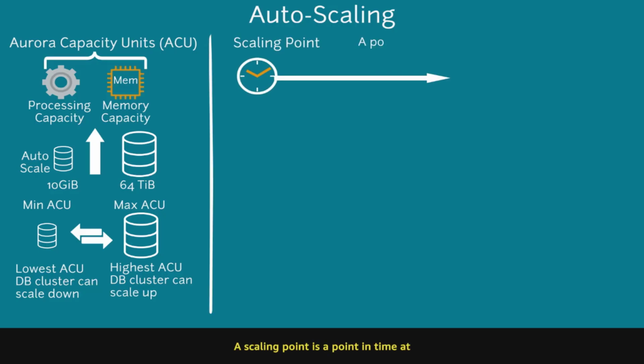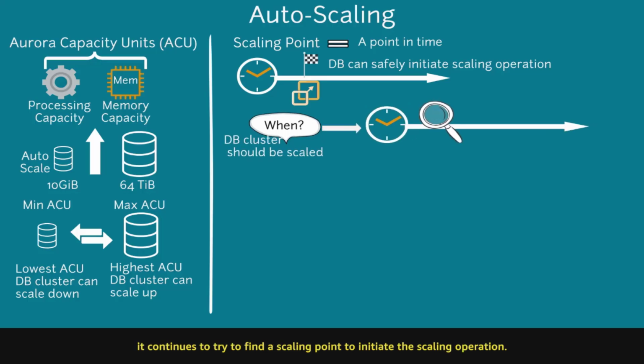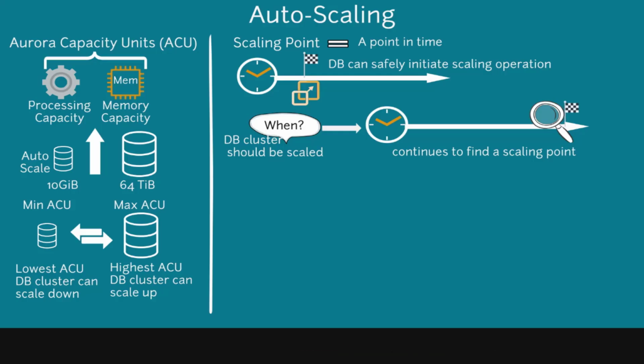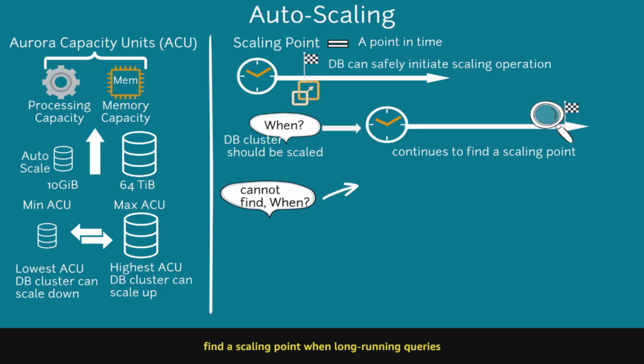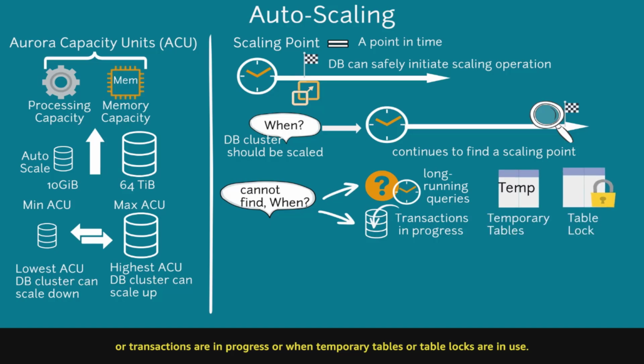Scaling point. A scaling point is a point in time at which the database can safely initiate the scaling operation. When Aurora Serverless determines that the DB cluster should be scaled, it continues to try to find a scaling point to initiate the scaling operation. However, Aurora Serverless might not be able to find a scaling point when long-running queries or transactions are in progress, or when temporary tables or table locks are in use.